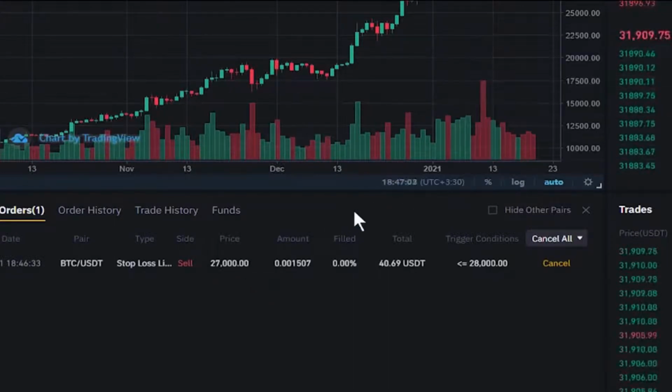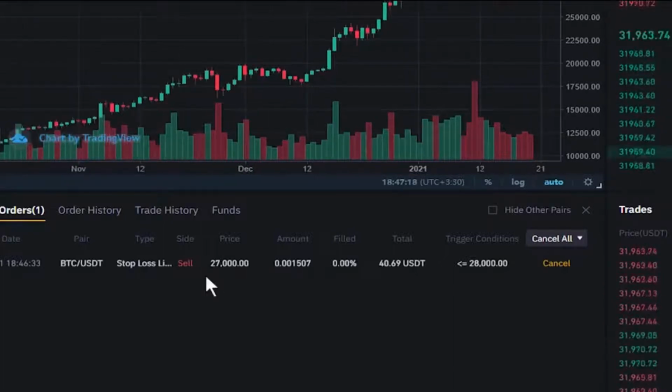But what happens now? If you remember, this is a limit order, so it sells at 27,000 or a better price. Where's the price now? Higher, and in a better level at 28,000, or maybe lower depending on the volatility of the market.